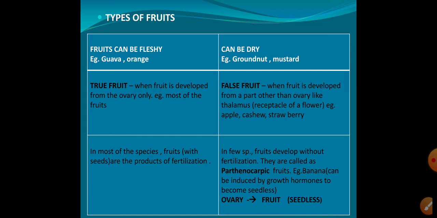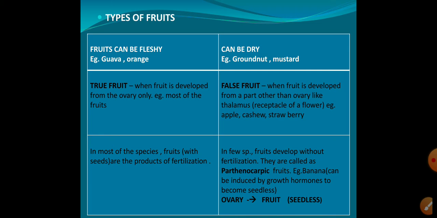So you all know what is thalamus. It is actually the receptacle of a flower that is at the base of the ovary, which will be holding the flower. Okay, the cup shaped structure, that you call it as receptacle, and the technical term we use is thalamus. A fruit might develop not only from thalamus, even from the peduncle also the fruit might arise. So from any part other than the ovary, if the fruit develops, then you call that fruit a false fruit. The best examples you could give here are apple, cashew, strawberry. Okay, that's about false fruit.